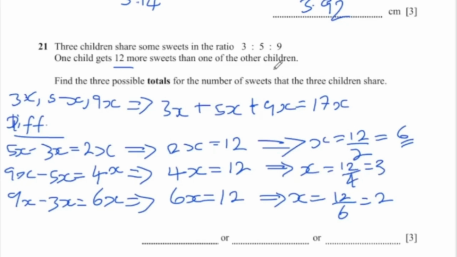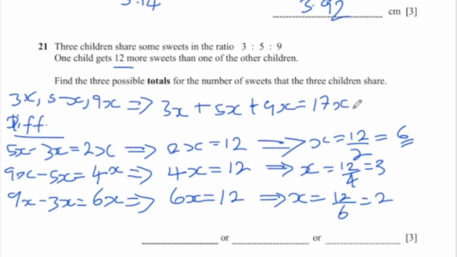Okay, the last possibility: because the question didn't tell us specifically the second, we have to take every possibility into consideration here. So 9x minus 3x, in the event of the third child getting 12 more sweets than the first child. So that's 6x. 6x equals the required difference, which is 12, giving us x equals 12 over 6, which is 2. Okay, however, we already know that the sum of these ratios gives us 17x.